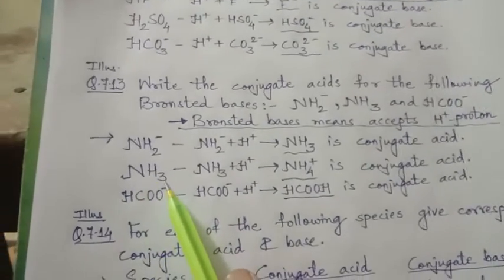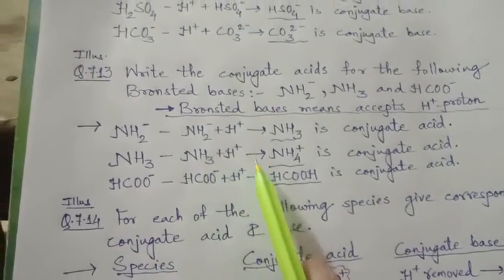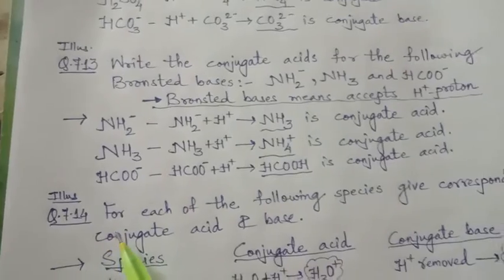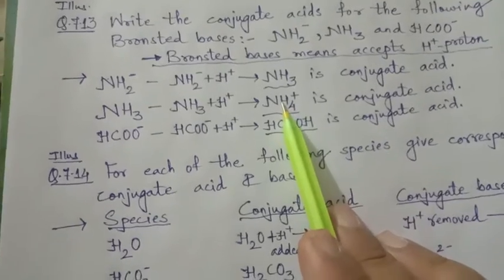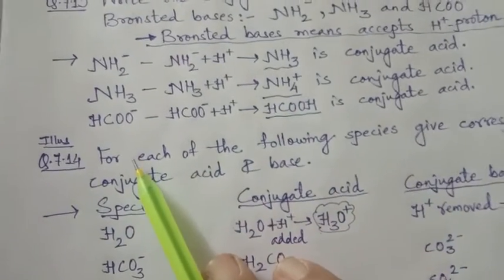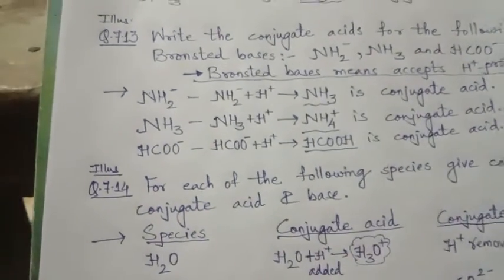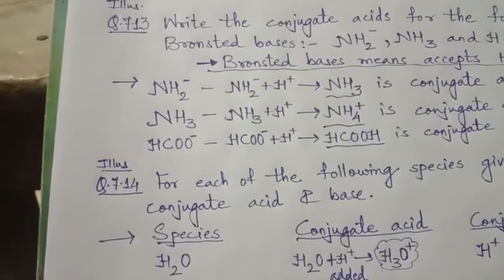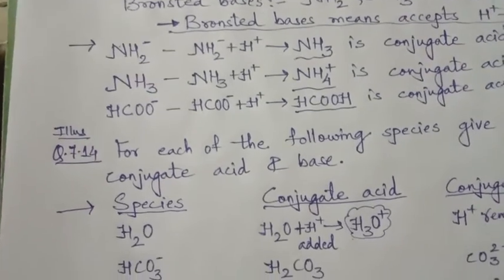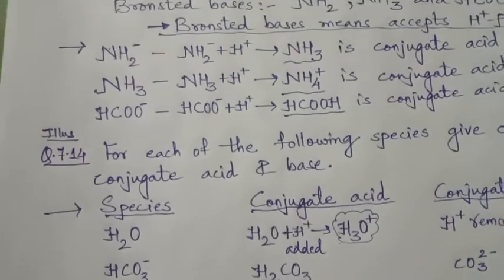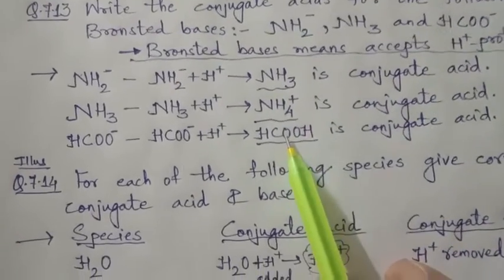In the same way, NH3 is already there. So ammonia is accepting H plus proton, and it will now be NH4 plus, that is the conjugate acid. And the last is HCOO minus, that is the formate ion, plus H plus, the accepted proton. Then it will be HCOOH, methanoic acid.